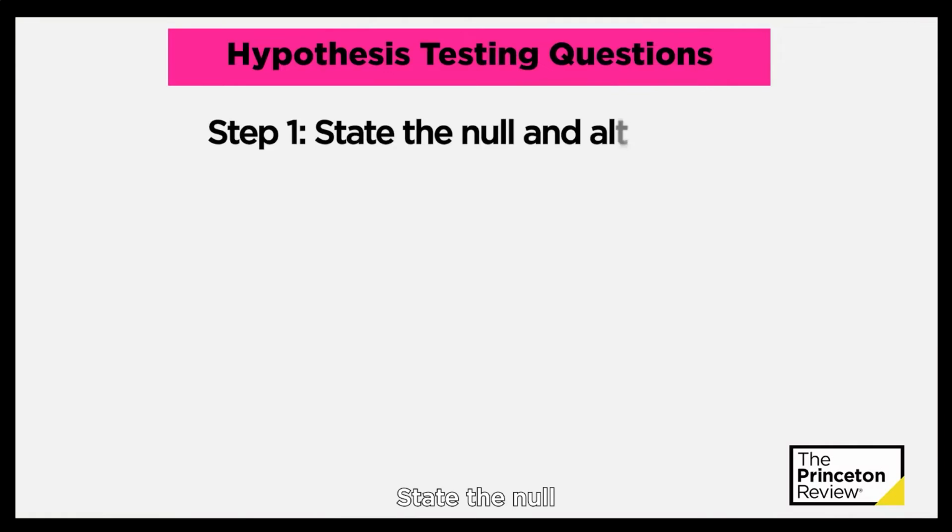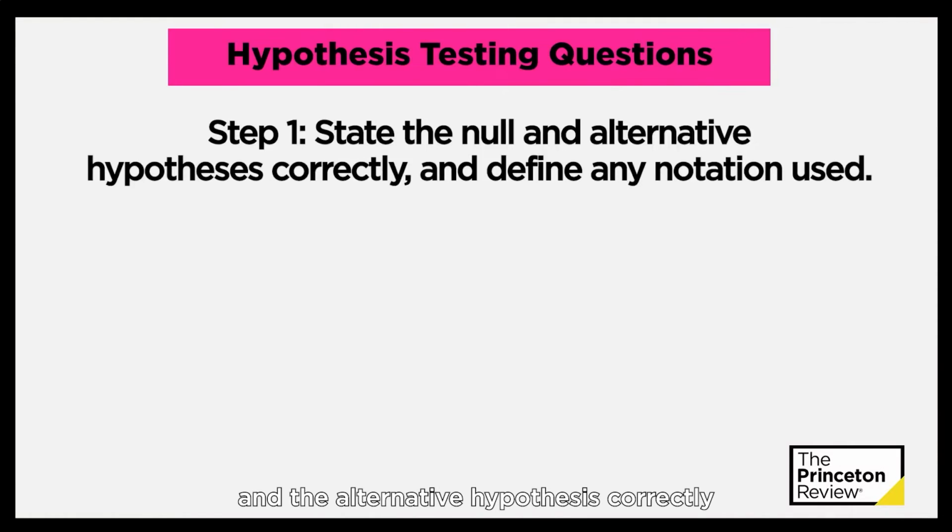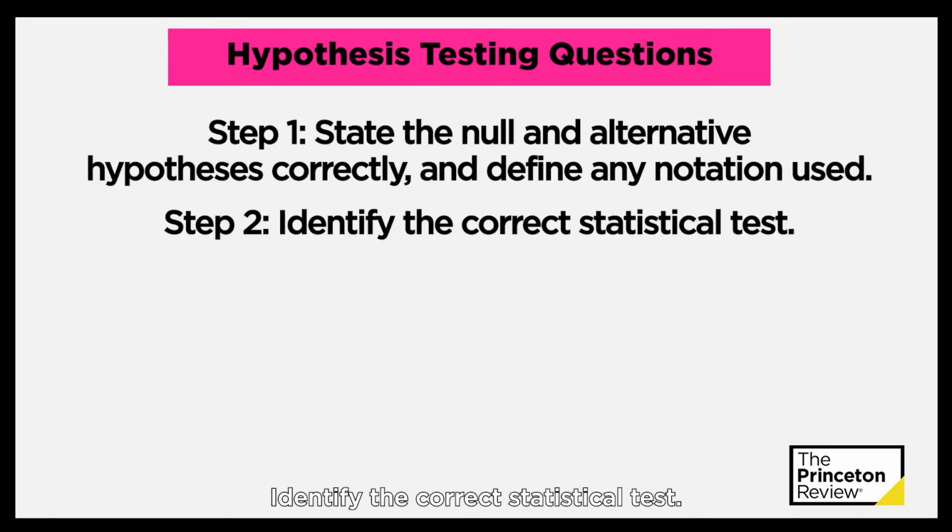Step number 1, state the null and the alternative hypothesis correctly and define any notation used. If you switch the null and alternative hypotheses around, you will lose all credit for this step in the AP exam. Step number 2, identify the correct statistical test. This means giving the correct name of the test or providing a correct symbol or formula for the test statistic. This is crucial because if you use the wrong statistical test, you will not get credit for this part of the problem on the exam.